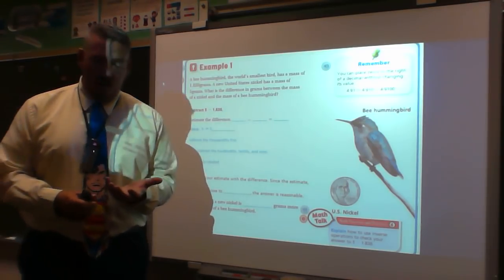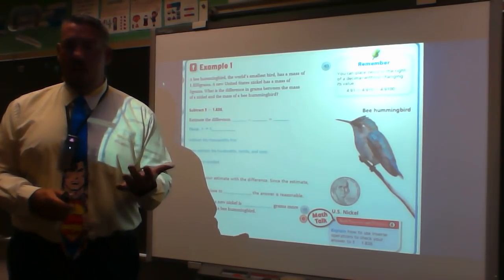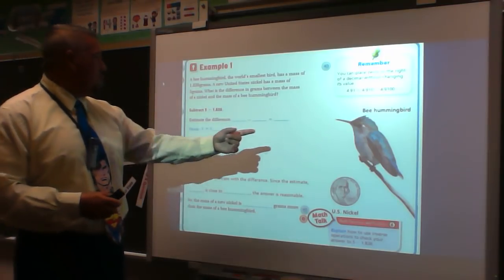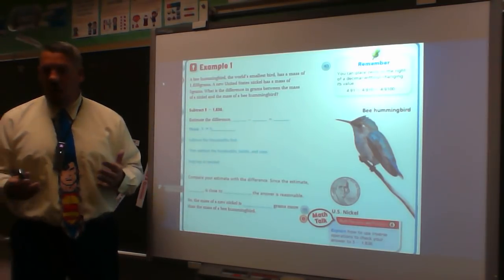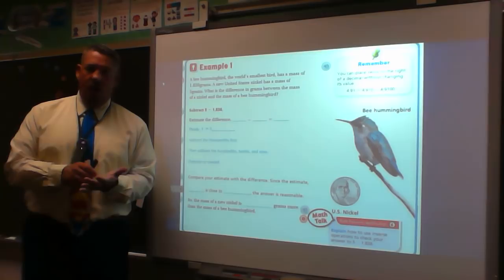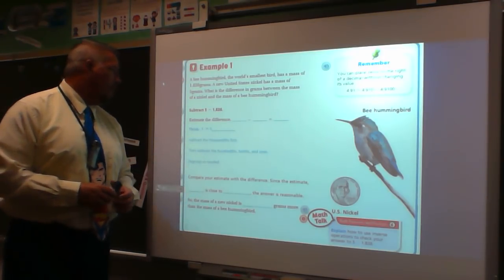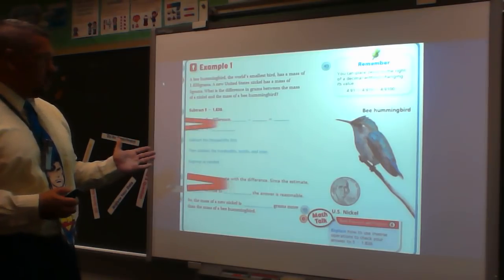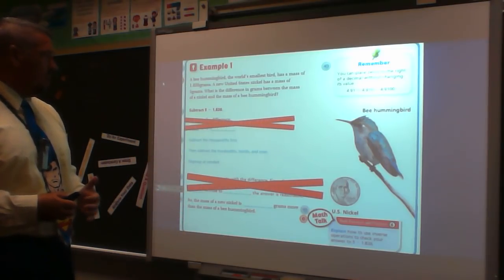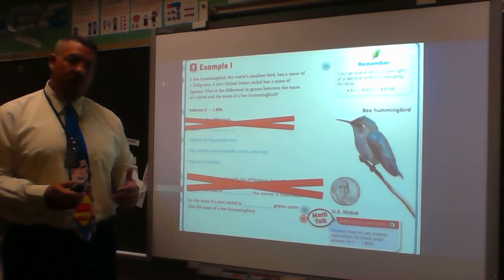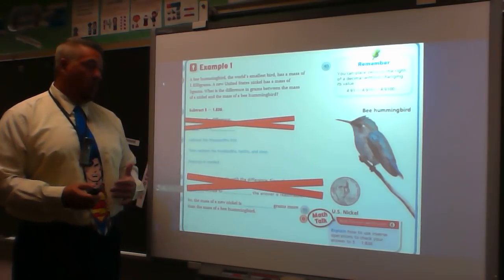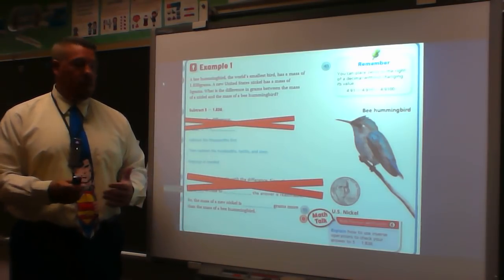So think about holding a regular nickel in your hand, and that this bird is a little more than 1/5 of the weight of that nickel. It's a very tiny bird. First it says to estimate, which once again we're not going to estimate. But we are going to follow the process of setting it up correctly so that we know that we're going to get the right answer.